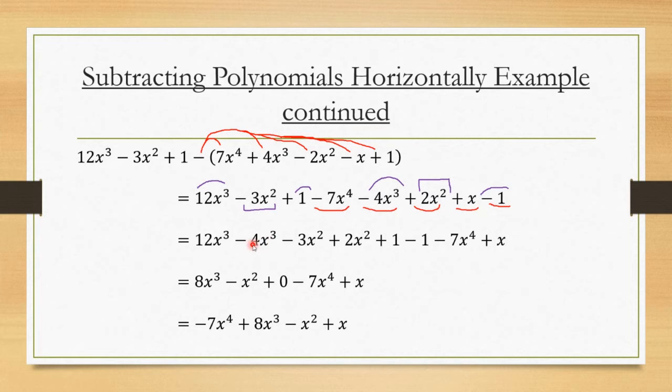Okay. Combining, we get 8x cubed minus x squared. Let me say it again. 12x cubed minus 4x cubed is 8x cubed. Minus 3x squared plus 2x squared is minus x squared. 1 minus 1 is 0. Minus 7x to the 4 stays here. X stays here. And really, in a sense, you're done. You just want to take the 0 away and write this in standard form, which I do here.